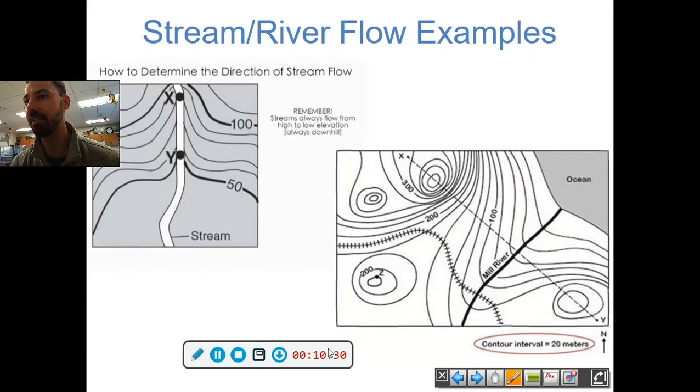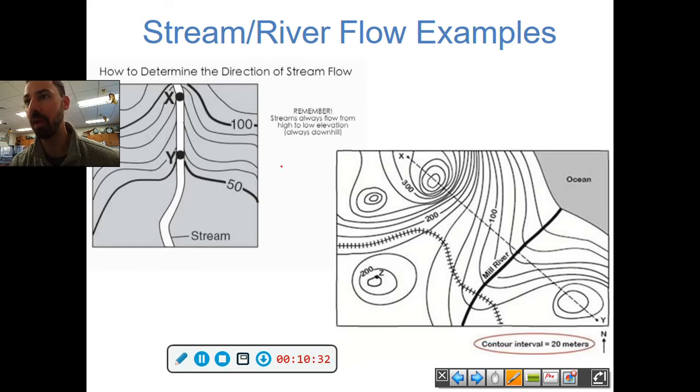Lastly, stream flow with compass direction. Usually on a map, north is going to be upward unless they note otherwise. When you look at the map, remember, look for that V shape. In the case of this river, the V shape is pointing north, but the river is flowing this way. So this river flows south.